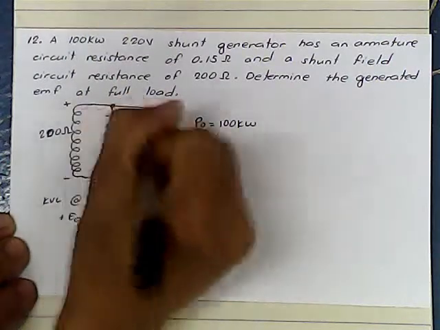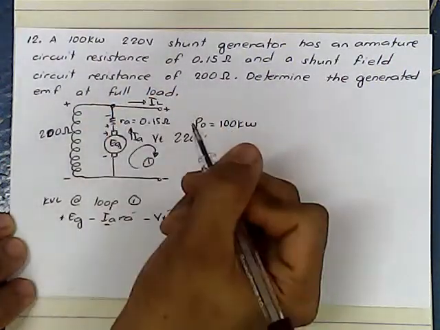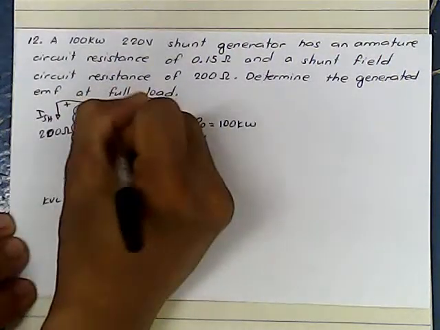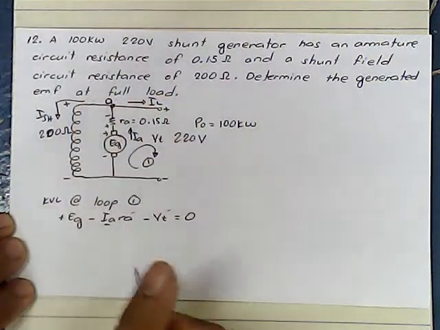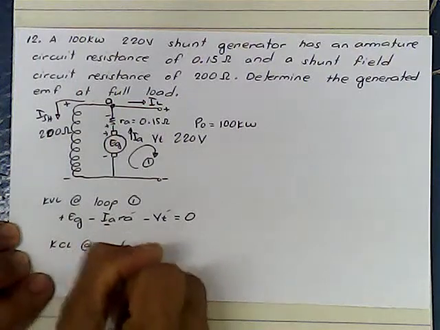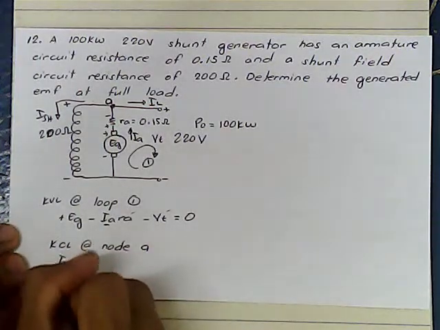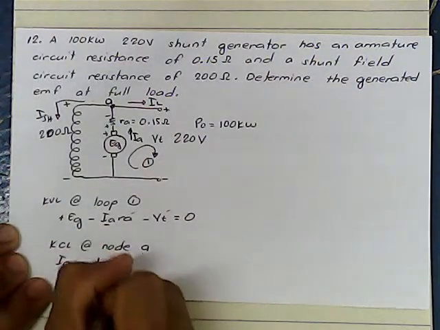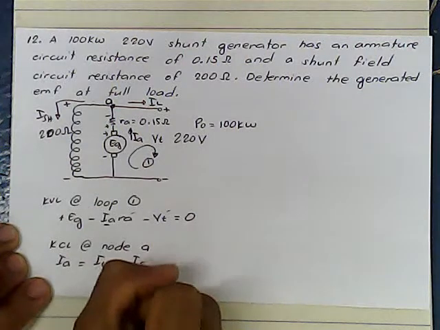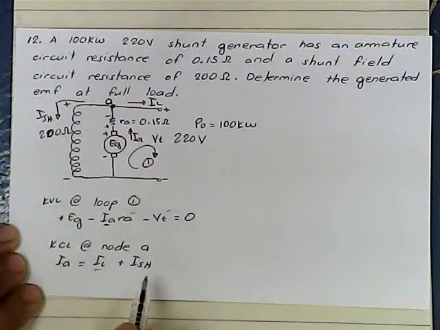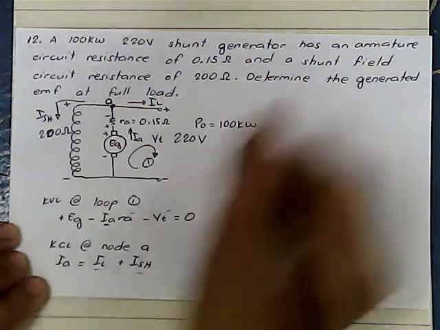So, for IA, again, we have here the IL, and then here we have the ISH. So, let's establish this again. Denote that as node A. So, again, KCL at node A, we have IA, summation of current in is equal to summation of current out. IA is equal to IL plus ISH. Again, we need to find IL and we also need to find ISH to get IA.